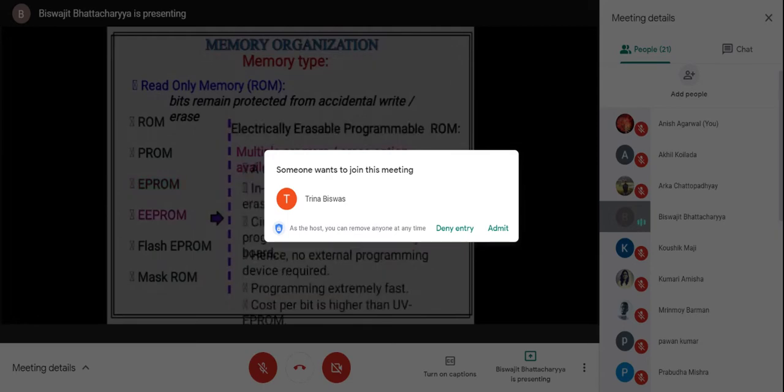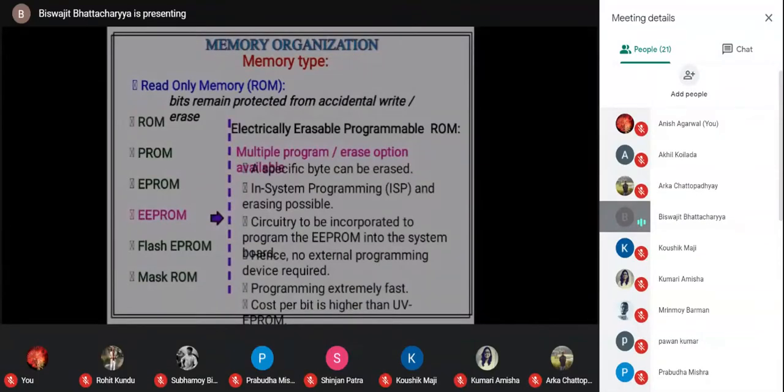To solve the problem came E-square PROM, or EEPROM, the electrically erasable programmable ROM.